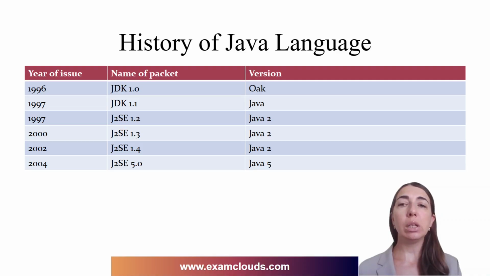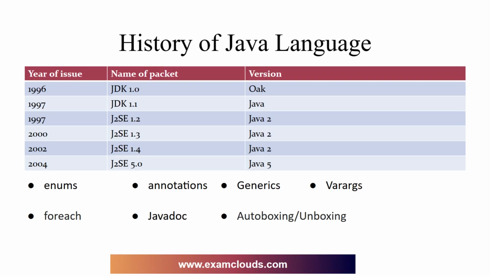with the package name changed to 5.0. The fifth version of Java introduced quite a lot of changes. Enumerations were added, annotations, generics, varargs, foreach, JavaDoc, and auto-boxing and unboxing.